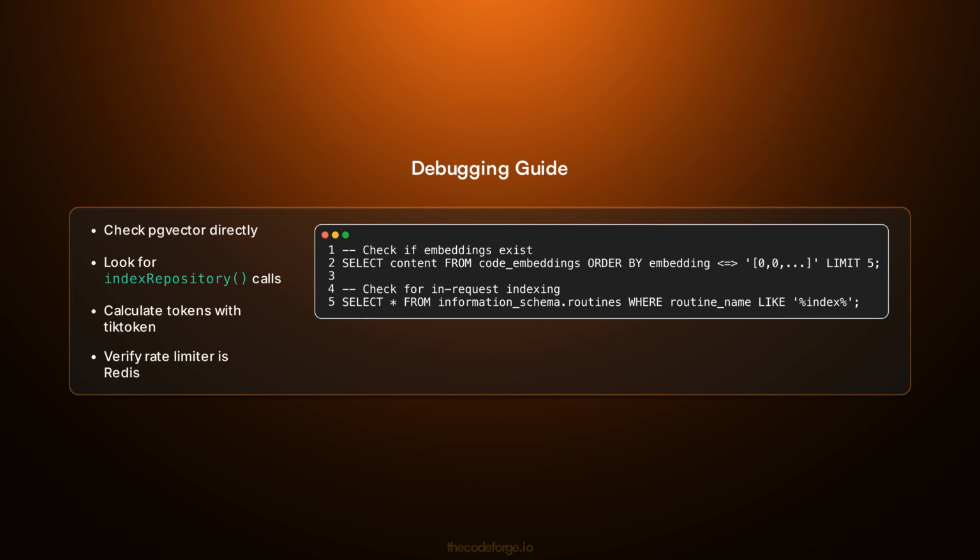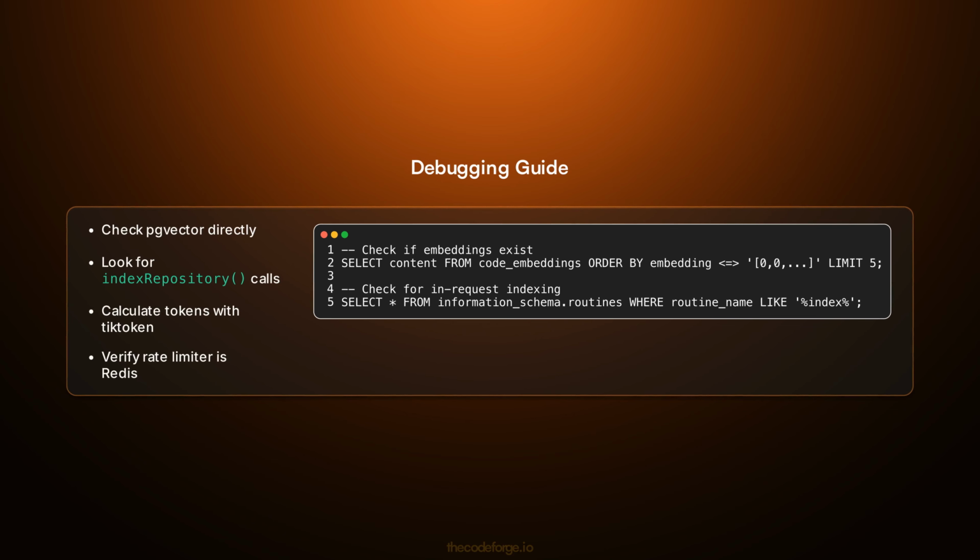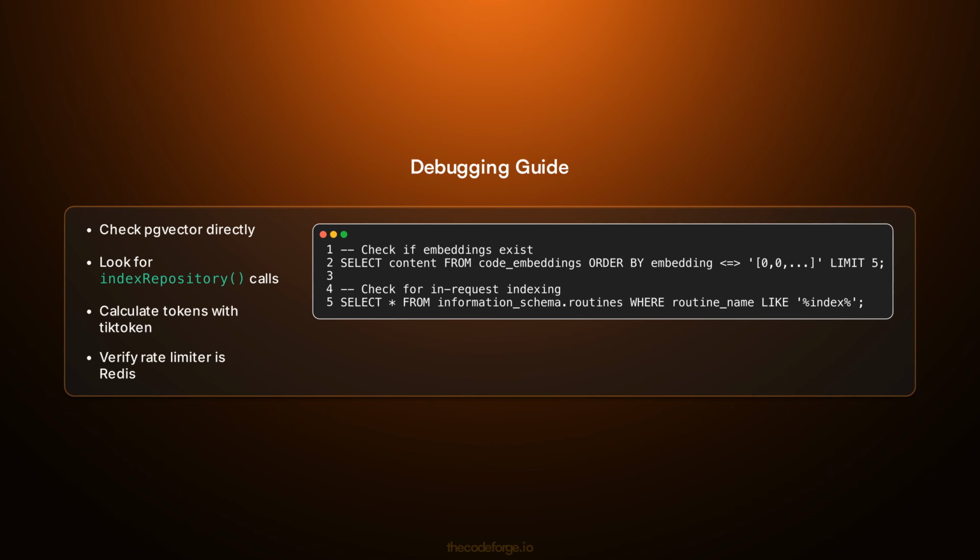To debug, first query pgvector directly to see if embeddings exist. If empty, CI indexing failed. Check your API route for any indexRepository calls, that's a red flag. Use tiktoken to calculate token counts and ensure context capping works.